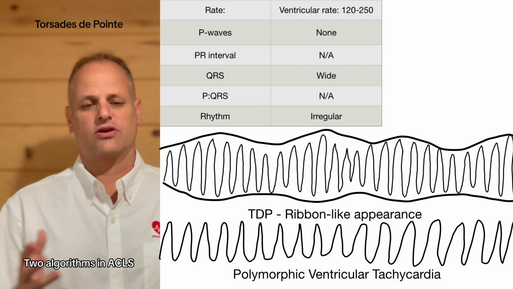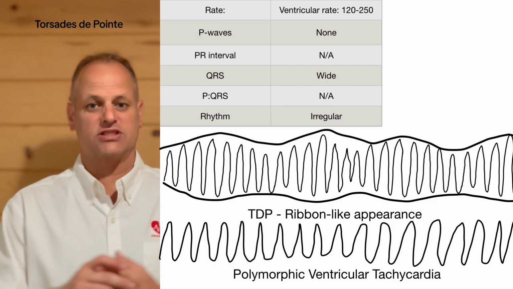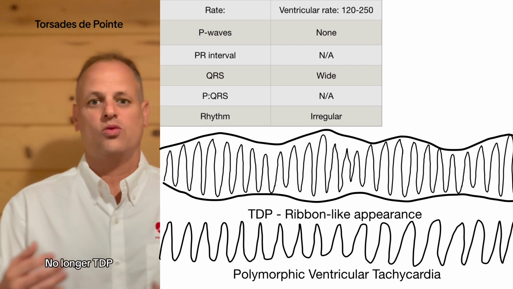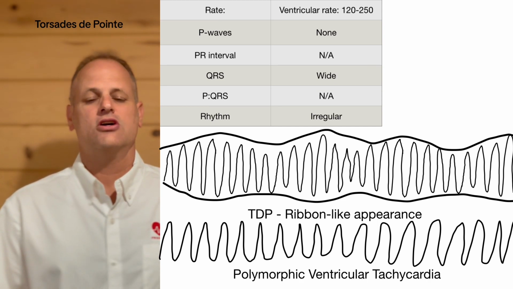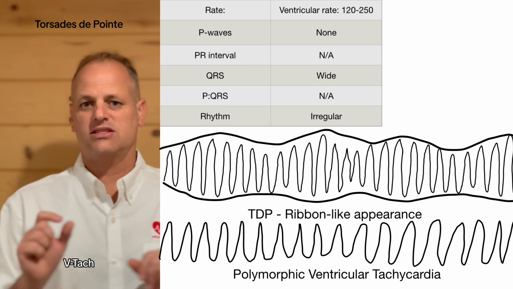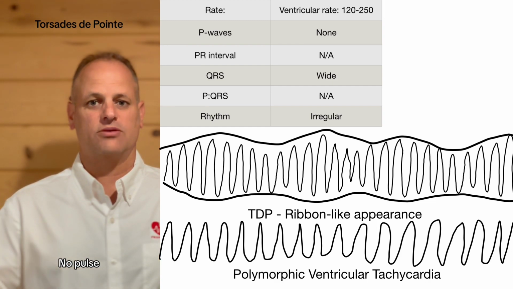Now, this specific rhythm is in two different algorithms. So, cardiac arrest: if the patient has no pulse and it looks like Torsade de Pointes, we don't call it Torsade de Pointes anymore. We now call it pulseless VTAC. So remember what pulseless VTAC is: a wide complex tachycardia with no associated pulse.